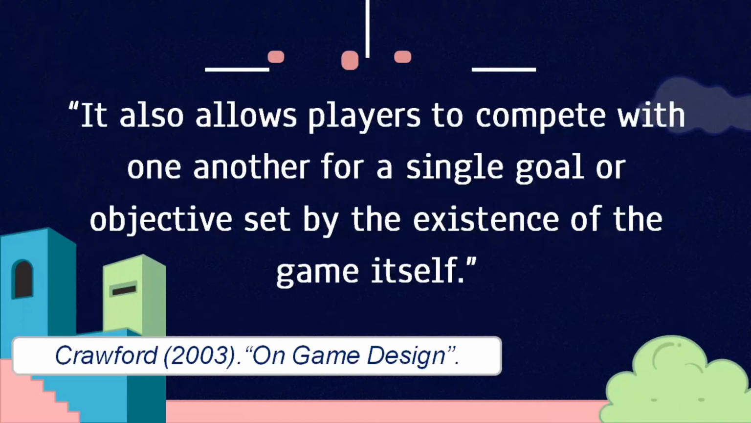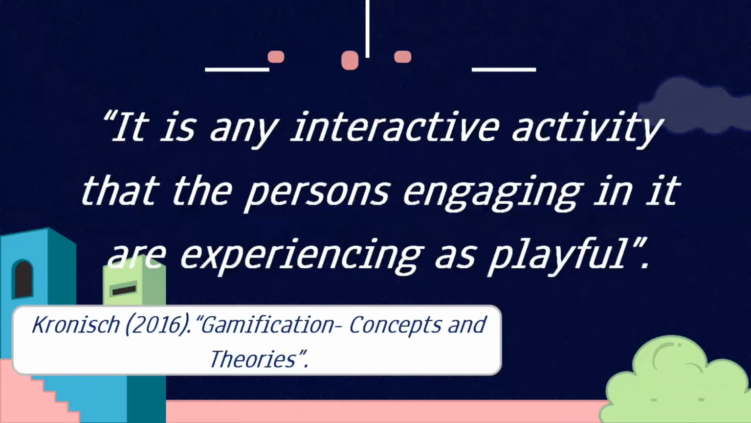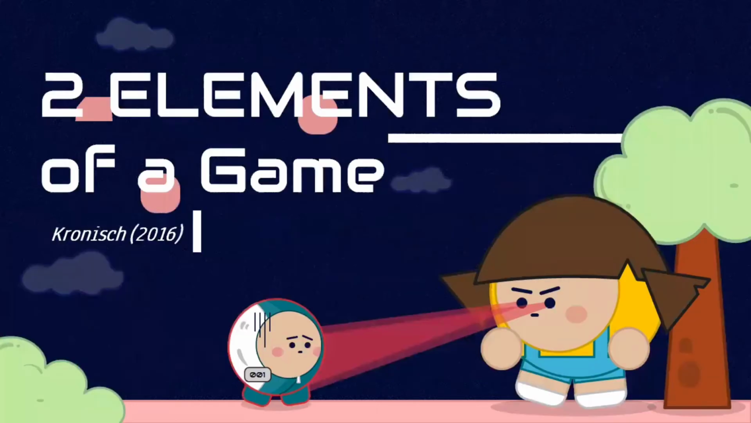Crawford in 2003 defined it as something which allows players to compete with one another for a single goal or objective set by the existence of the game itself. Cronish in 2016 defined it as any interactive activity that the persons engaging in it experience as a playful experience. Cronish in 2016 also elaborated the two elements of a game and defined it as well.